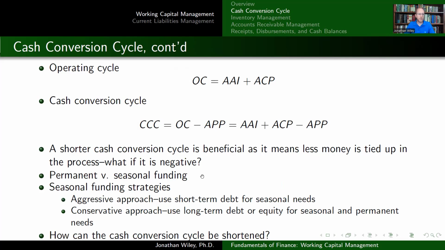And that leads to kind of a question. Well, if I've got a seasonal component to the funding, how do I handle that? The permanent component, I probably ought to just use long-term funding for. But what do I do with the seasonal? The aggressive approach to seasonal funding would be to use short-term debt to fund it.